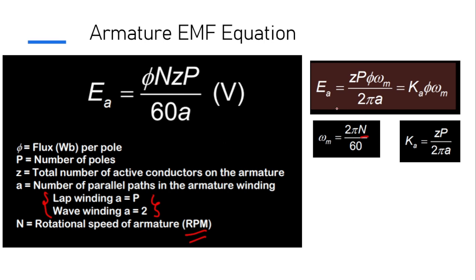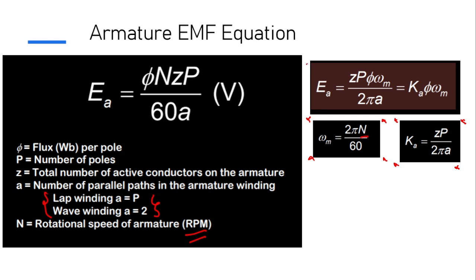Right here, back EMF. You know this one already. To go from N to omega m, the angular speed, you need your motor constants, Z P and 2 pi A. So you need to know this equation and all of the parameters in it, because if you're given a parameter and you don't know what the letter is, you're cooked.